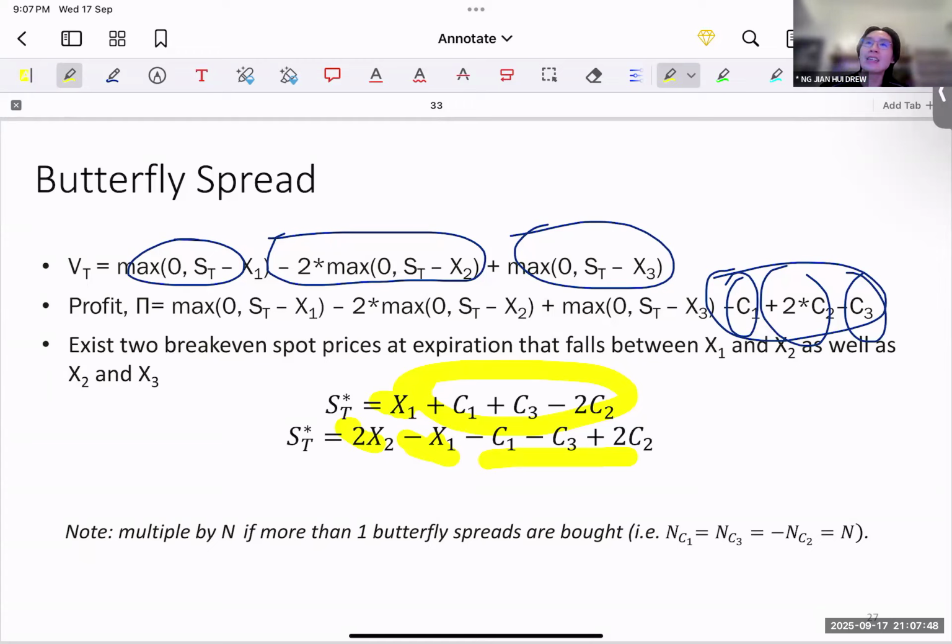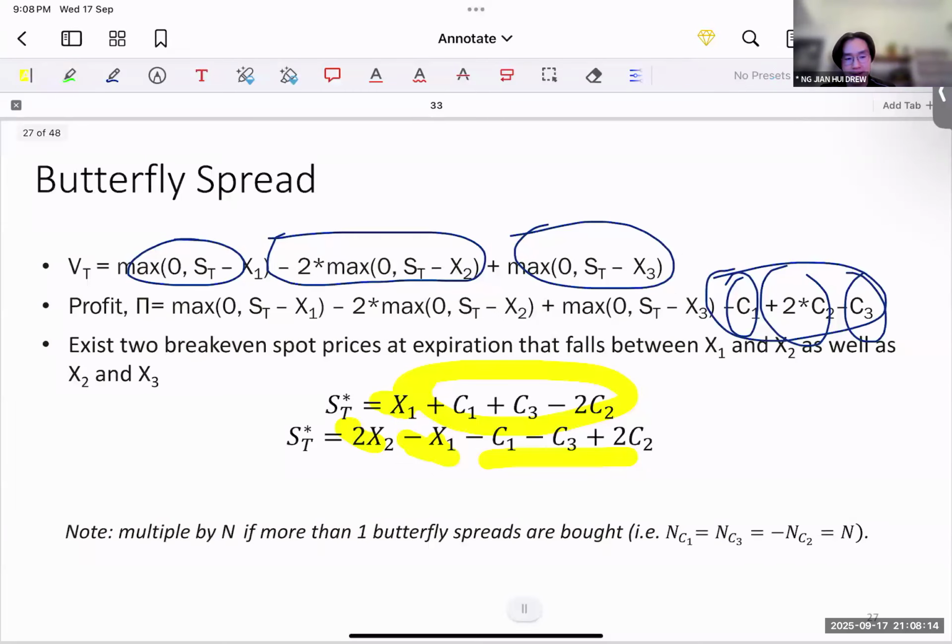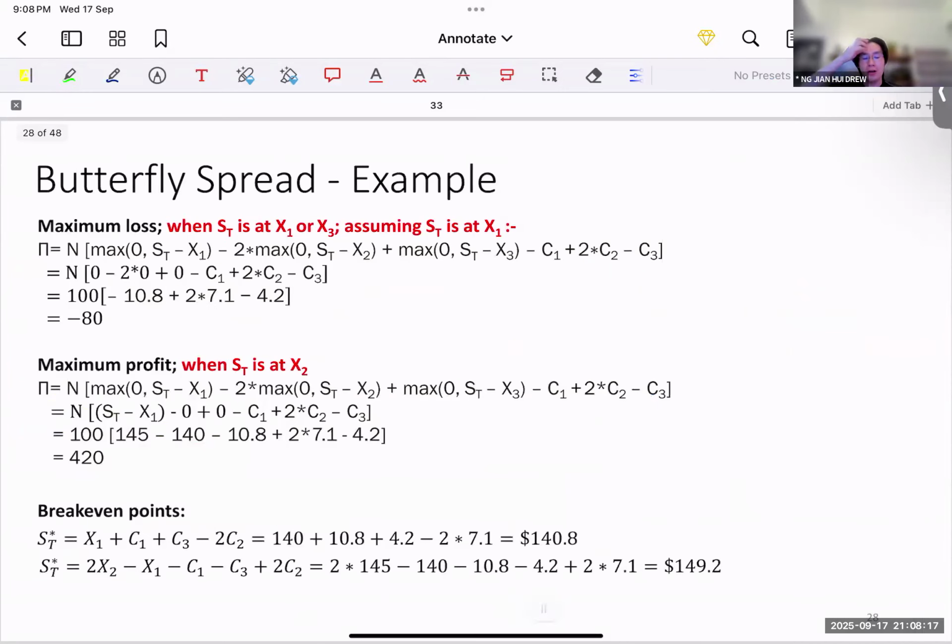Your butterfly is actually quite a high risk kind of strategy, because only at exactly the X2 point here do you make the greatest profit, right? Other than that, you are going to make some profit, but not too much. And of course, once you cross over to the break even here, you make no profit at all. In fact, you start making losses. So for a butterfly spread, you really must have very good conviction that the price is going to be exactly at this X2 point.